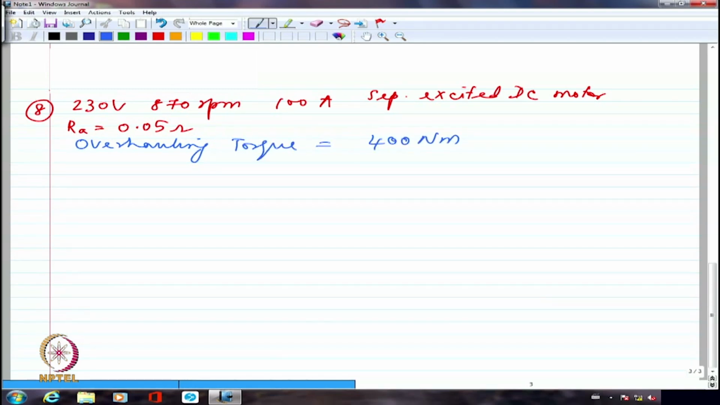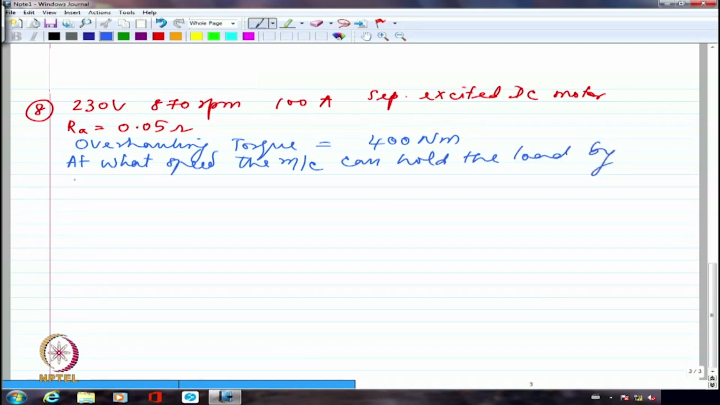Now it says determine the speed at which the motor can hold the load by regenerative braking. So, at what speed the machine can hold the load by regenerative braking. So this is what is being asked. First of all, I'll have to tell you what is regenerative braking.